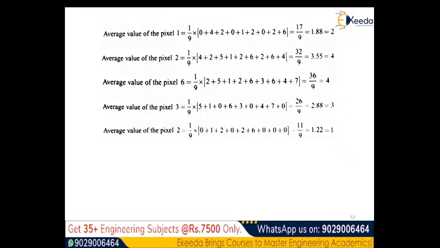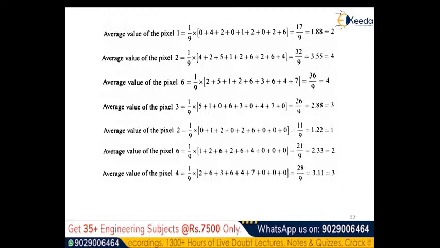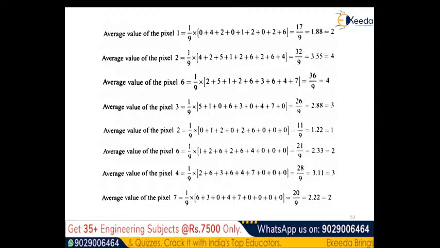So the average value of the pixel 2 is equal to 11 by 9, rounded to the value 1. For the pixel represented by 6 here, the value comes to 2.33, and rounding gives the answer 2 here. Then for pixel 4, we have 28 divided by 9. The value is equal to 3.11 here, and rounding it is equal to 3 here.